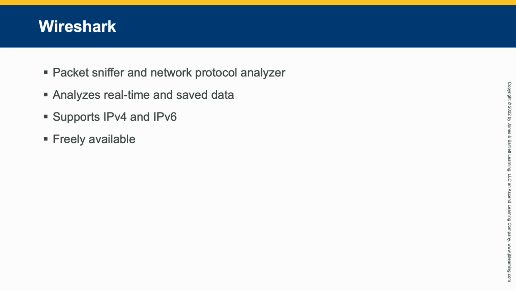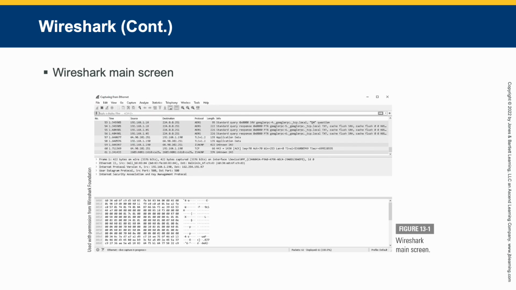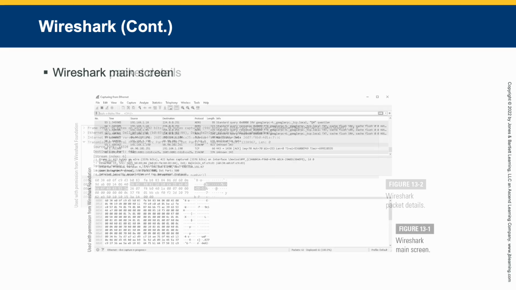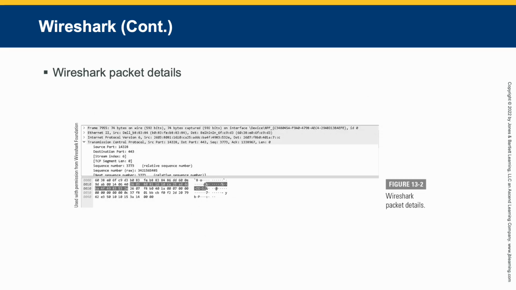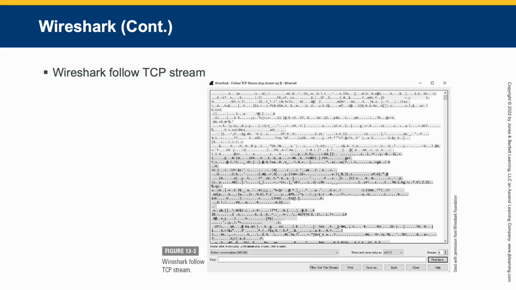Wireshark is a packet sniffer and network protocol analyzer. It analyzes real-time and saved data, supports IPv4 and IPv6, and is freely available. The Wireshark main screen looks like this. Packet details look like this. Following a Transmission Control Protocol stream looks like this.